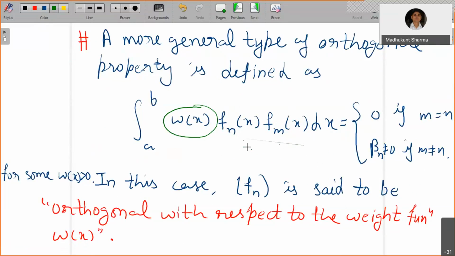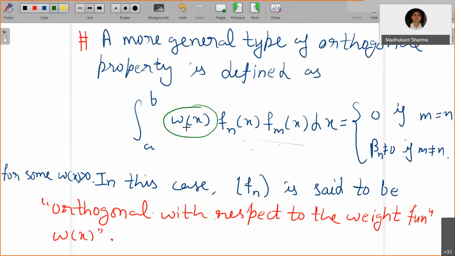Then this sequence is said to be orthogonal with respect to the weight function w. And that is very important when you talk about numerical formulas, when you try to derive numerical schemes, like in quadrature rules. By using Chebyshev polynomials and all other polynomials, you will learn the form of this weight function there.